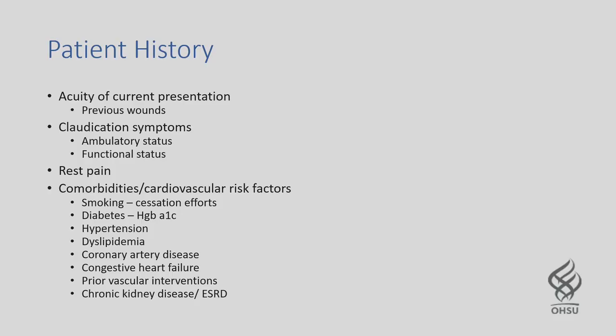Clarifying claudication symptoms. Is the patient ambulatory? Can they walk enough to produce claudication? A bedbound patient obviously cannot. So what's their functional status? Do they have the ability to get around? Are they walking with a cane, et cetera? Because some patients just don't have the energy, or due to frailty, they're not getting around enough to produce claudication symptoms, and thus you may not think of PAD.